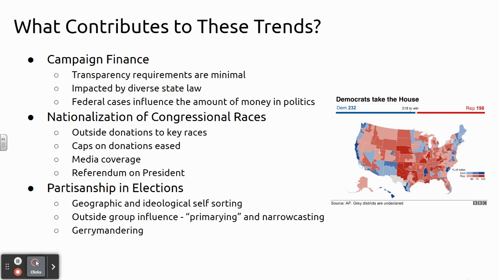Okay, next is the nationalization of congressional races, outside donations to key races. This is what I brought up earlier, and I'm kind of revisiting. I probably was supposed to wait till here, but I kind of jumped the gun. So where that comes from, you could have money funneled in from out of the state through large donors to the parties, whatever it is, to help individuals. The caps on donations are a little bit more eased.